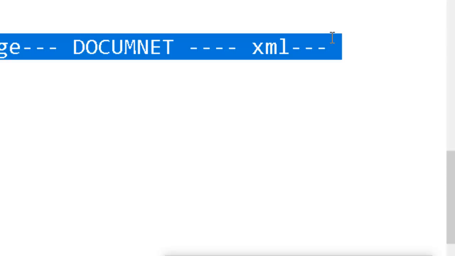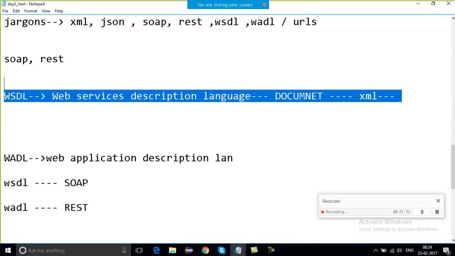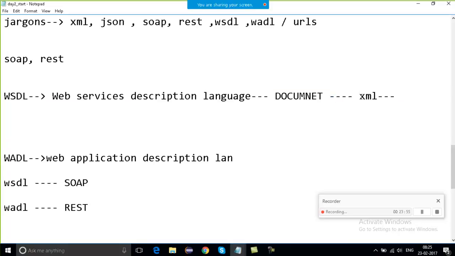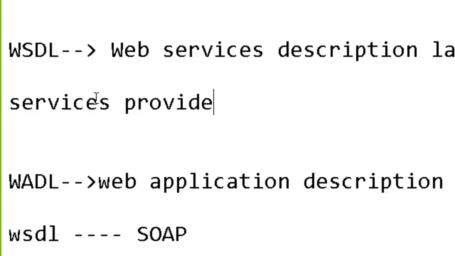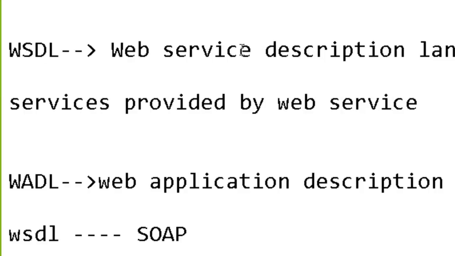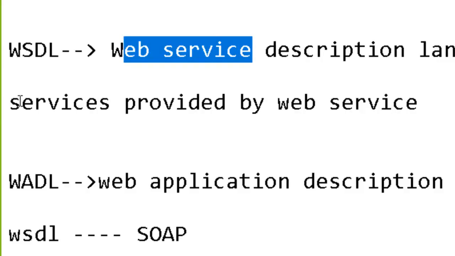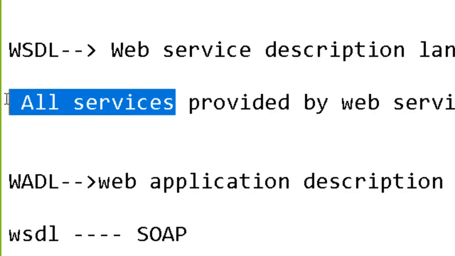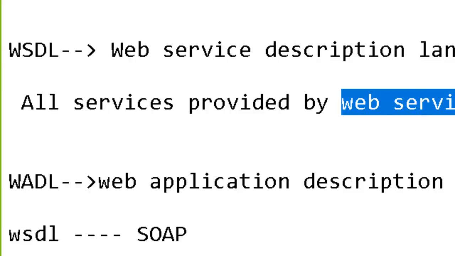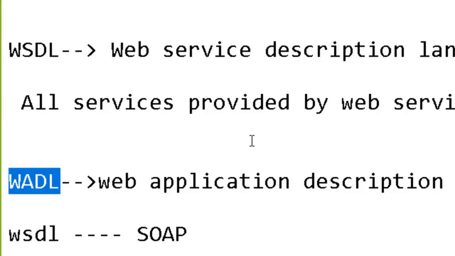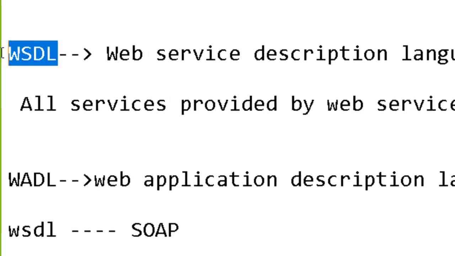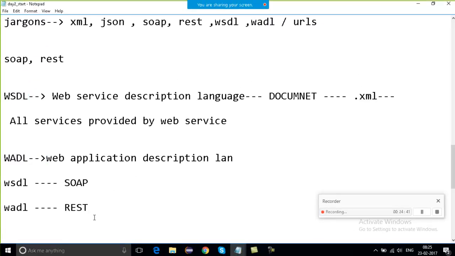This is actually the main thing. Within these four or five words, I am explaining everything. WSDL is a document with the extension .xml, and it's a document which will contain all the services. Don't forget this: services provided by a web service. Okay, let me write here: all services, highlight this word, provided by a single web service. So it is my one document, which is WSDL. The same is applicable to WADL, Web Application Description Language. It's a WSDL file and a WADL file. So this is all about WSDL and WADL.